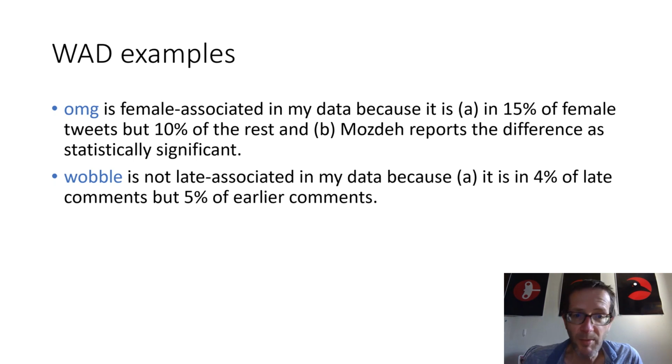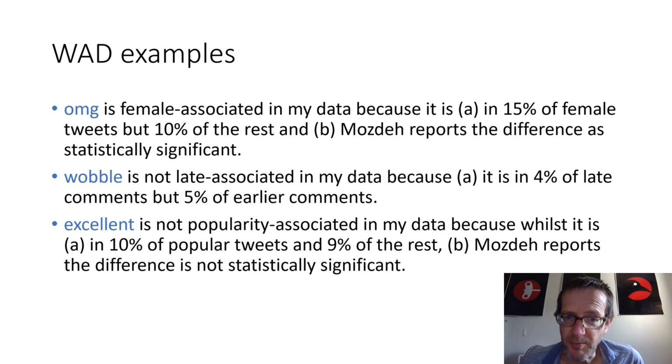On the other hand, wobble is not late associated in my data because it's in 4% of late comments but 5% of earlier comments. So it's not in a higher percentage of late tweets. So this might be an early associated word, but it's definitely not a late associated word because it's more common in the earlier than the late tweets or comments.